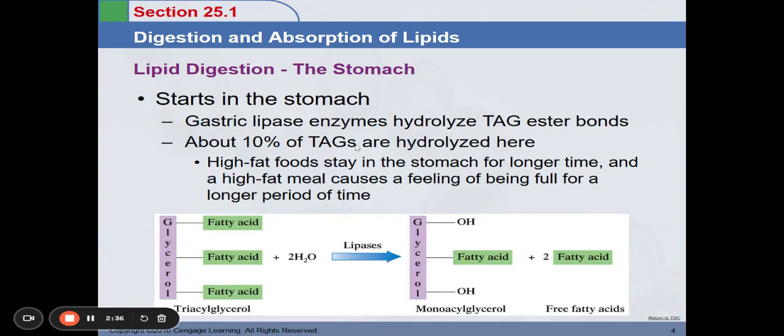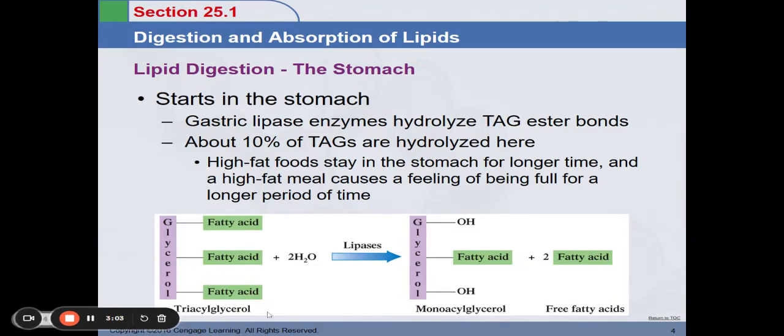There's a gastric lipase enzyme that hydrolyzes your triacylglycerol ester bonds, and about 10% of your TAGs are hydrolyzed here. High fat foods stay in the stomach for a longer time, and high fat meals cause a feeling of being full for a longer period of time. So remember that before you eat a high amount of fat or very fatty food.